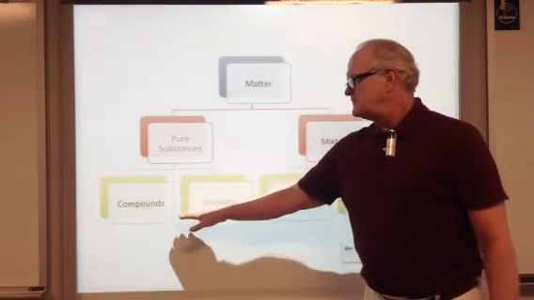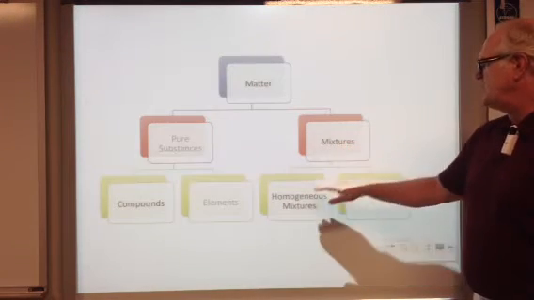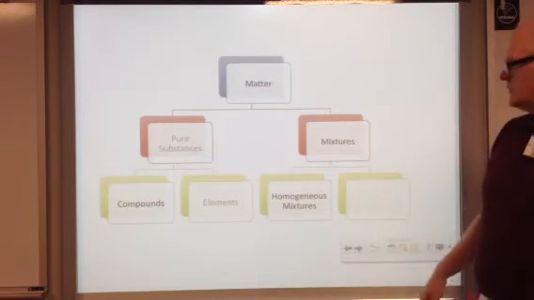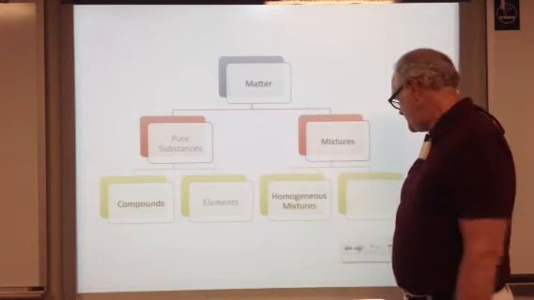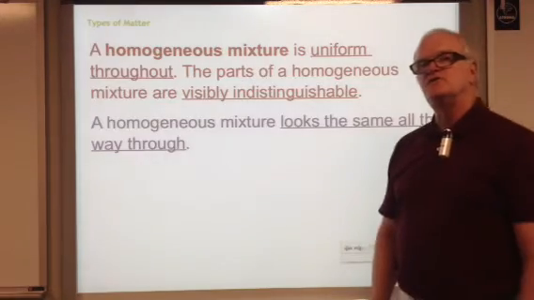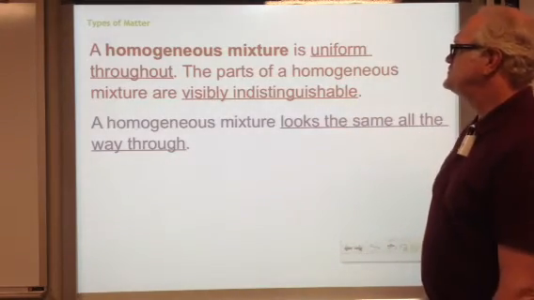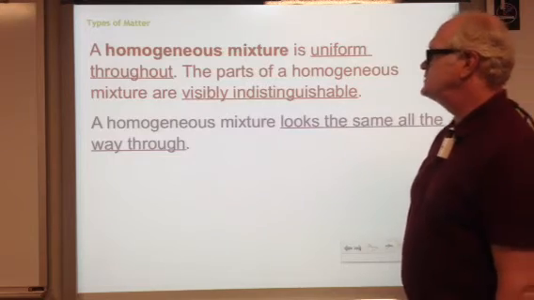Just as pure substances can be divided up into compounds and elements, mixtures can also be divided into two categories, one of which is homogeneous mixtures. A homogeneous mixture is uniform throughout. Parts of a homogeneous mixture are visibly indistinguishable.